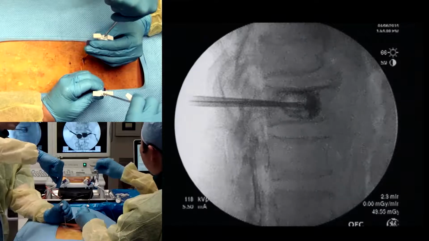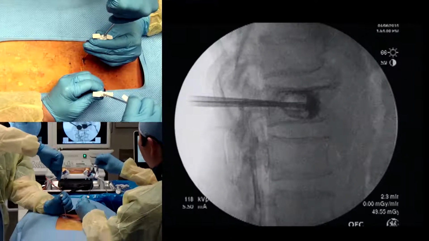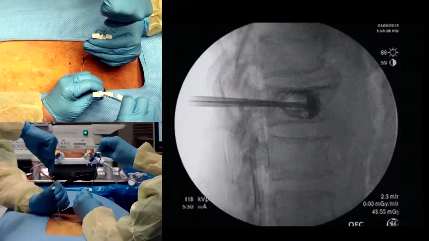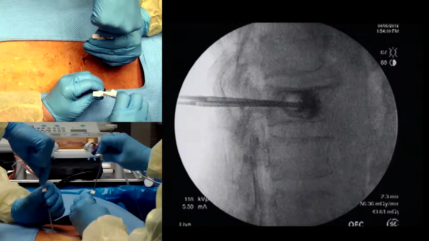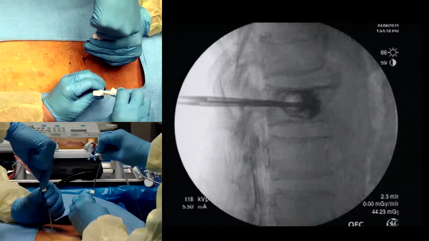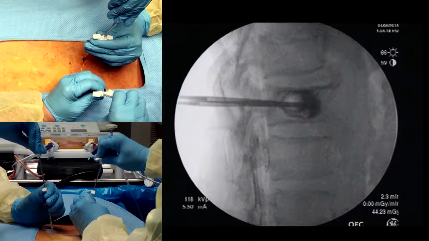And so when we're both at 0.5, we're going to picture that. There we go. There's our cement fill already. And we're going to go another 0.5 cc's. Picture. We're starting to get really good fill there. So we're going to go another 0.5.